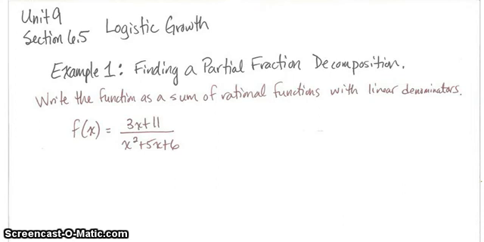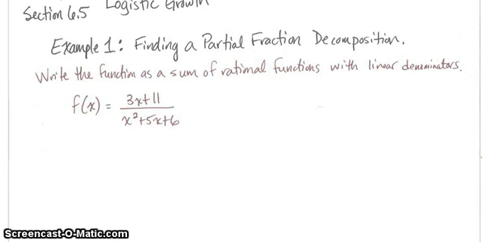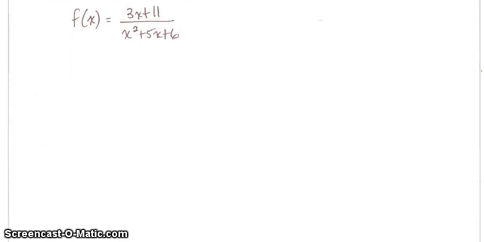Today we're in section 5 of chapter 6. That's logistic growth. We're first going to start out with a partial fraction decomposition to make sure that we remember how to do this. So, write the function as a sum of the rational functions with linear denominators. Alright, so you see this first. Think it through, you guys try it, and you'll see some solutions in just a second. Ready and go!